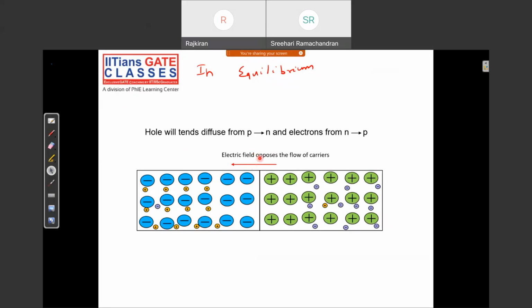Because the electric field goes on increasing, the opposing force for the diffusion will go on increasing. Whenever the opposing force due to diffusion is equal to the electric field force, which I can also say is the drift force, there won't be any movement of carriers. So at equilibrium, there is no net flow of carriers across the junction because the electric field created is opposing the further motion of carriers from one side to the other.